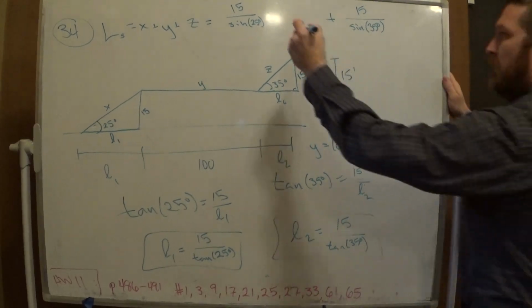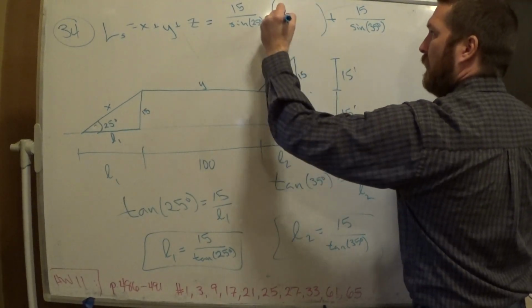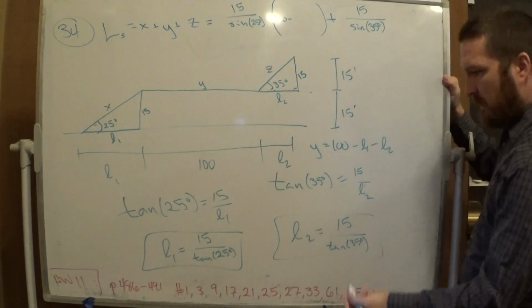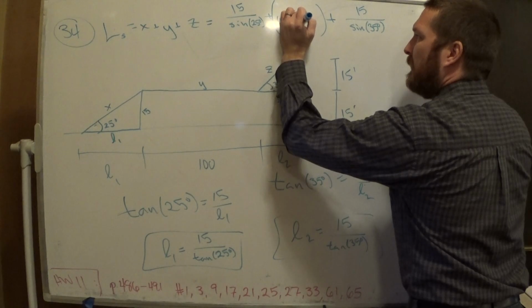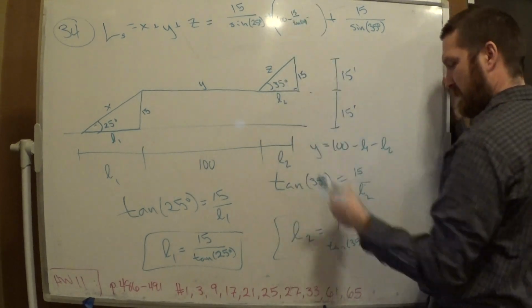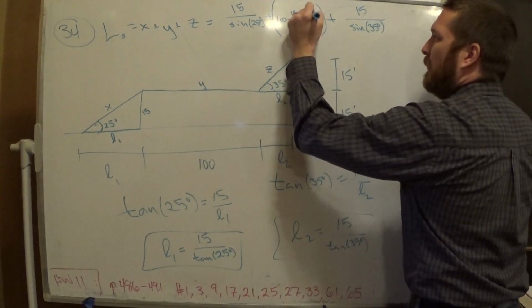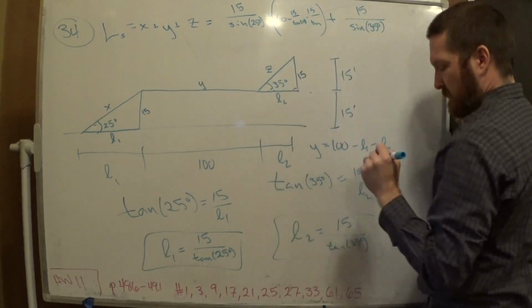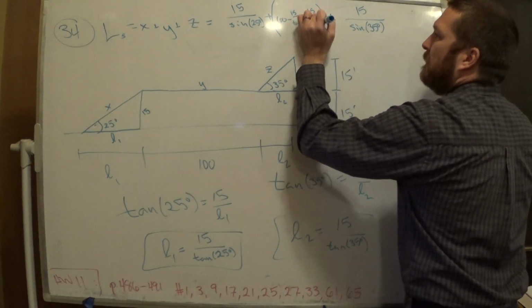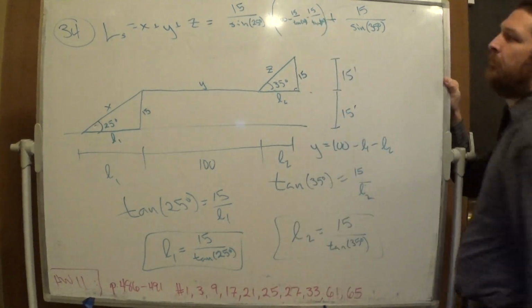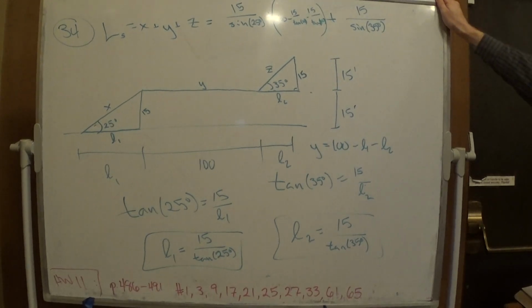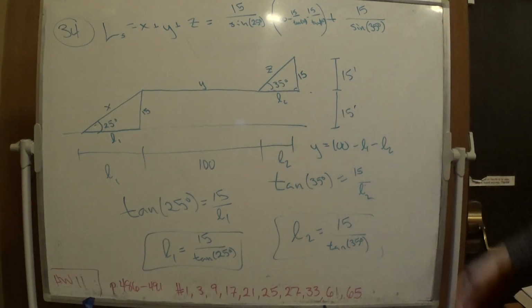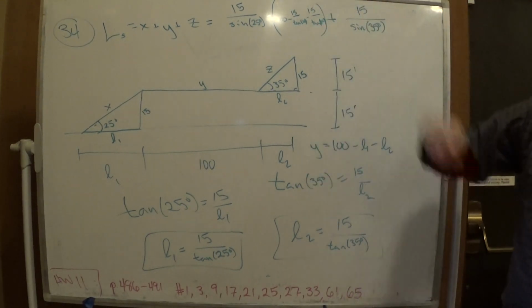And so plug that in right here. 100 minus L1 is 15 over tan 25 degrees, minus 15 over tan 35 degrees. There you go. There's your answer. And you take that and plug it into your calculator. Of course, you could do these individually and all of that. It's just that this is your exact answer right here.